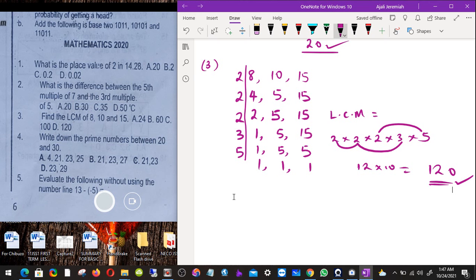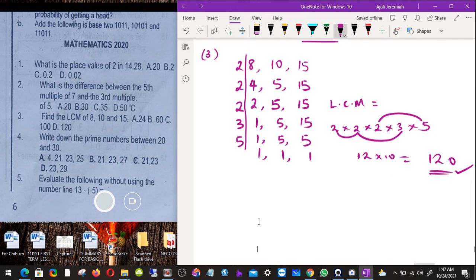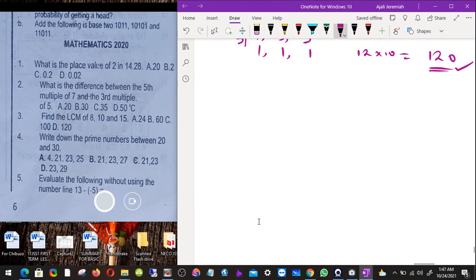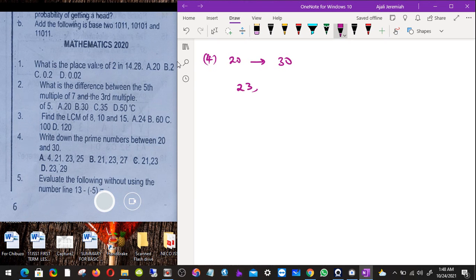Number 4, write down the prime numbers between 20 and 30. You should actually know the prime numbers between 1 to 100 offhand. So the prime numbers between 20 and 30, that is 23 is a prime number between 20 and 30, and also 29. Okay, those are the prime numbers between 20 and 30.